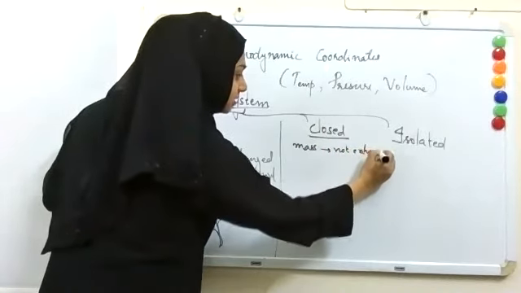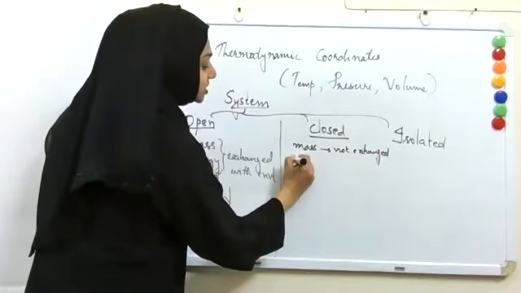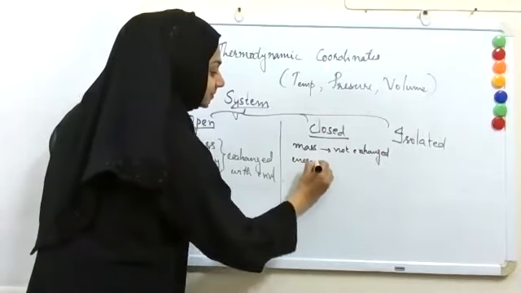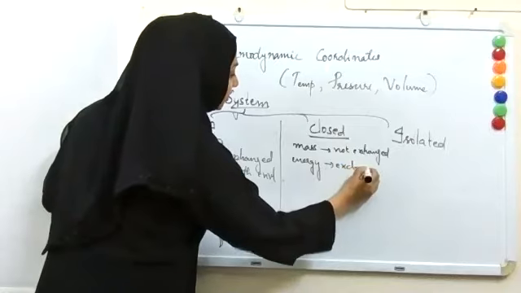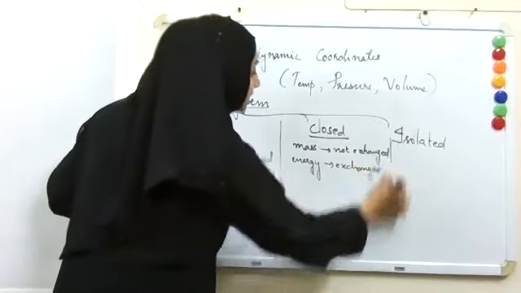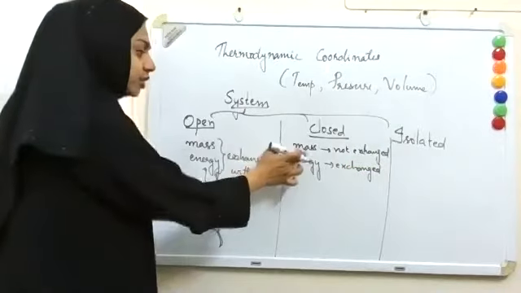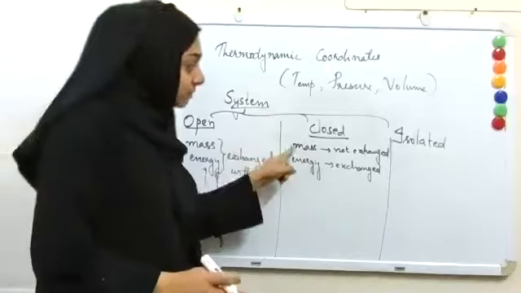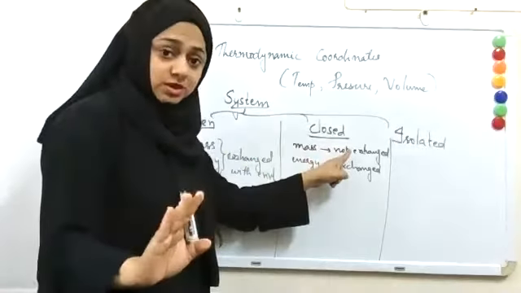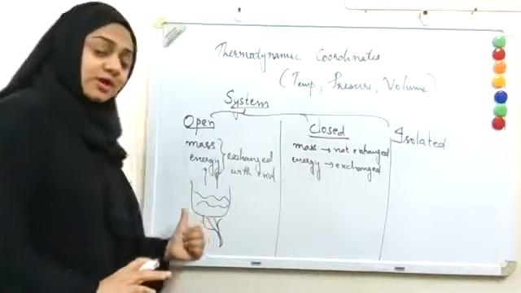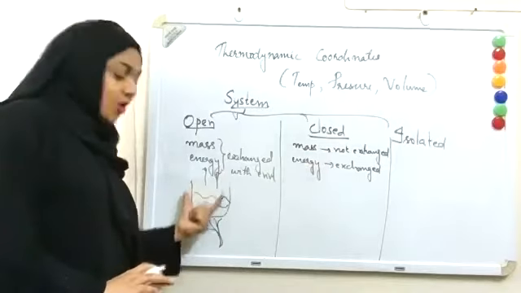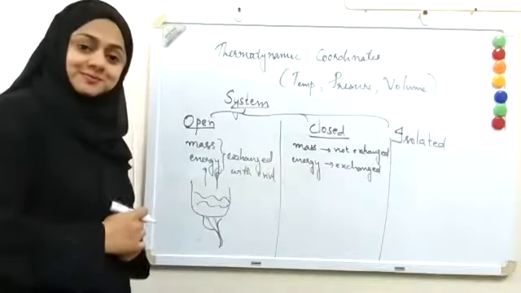Okay? But energy is exchanged. Energy is exchanged with the environment. So it's not about both mass and energy. Only mass is not exchanged with the environment, but energy is exchanged. How can we make this open system closed?